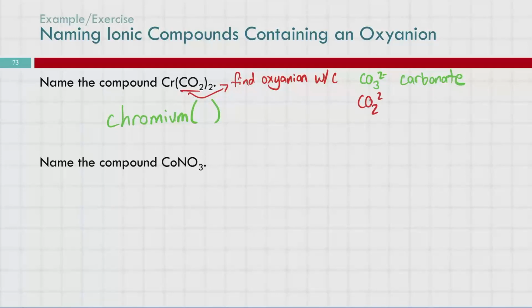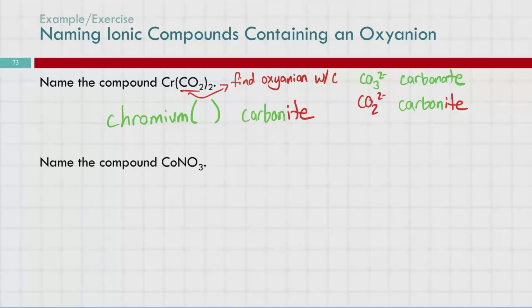So CO2, it's still going to be a 2 minus, which is helpful for us in a bit. This is carbonite, which I believe is what Han Solo was stuck in. So carbonite. So now we can add in the carbonite part.